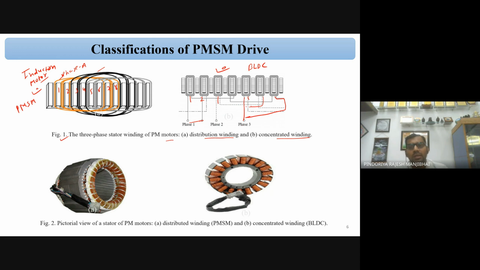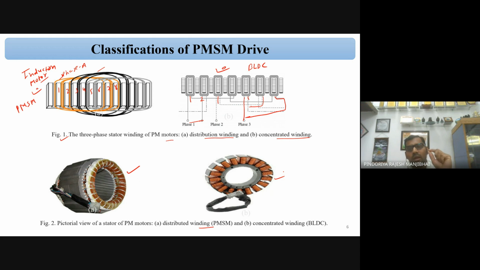So all the winding is not distributed, but concentrated near the pole. That's why we can say it is a concentrated winding. And the pictorial view, figure number 2, shows the distributed winding of the PMSM. You can see this is the PMSM motor, and this is the concentrated winding. It is concentrated only near the pole, not distributed over the entire stator winding, stator pole. So that's why we can say it is a PMSM and BLDC motor.